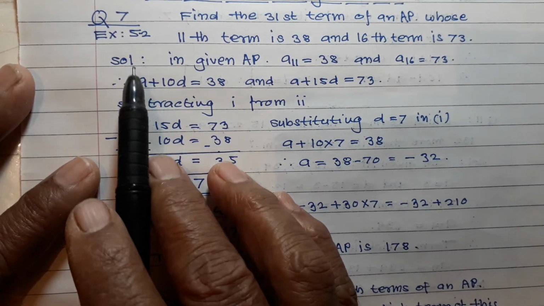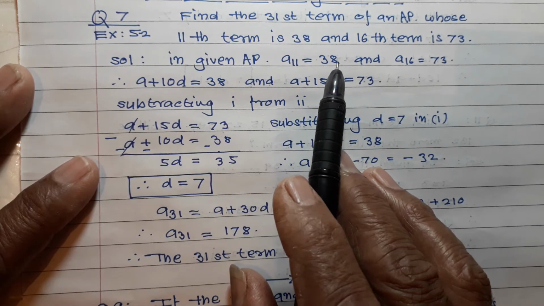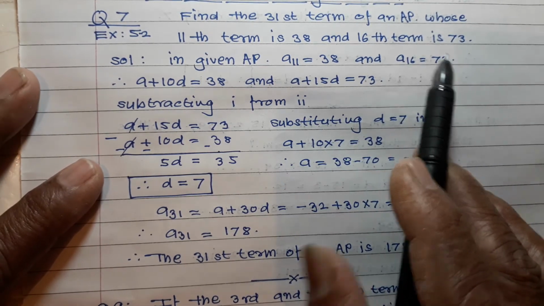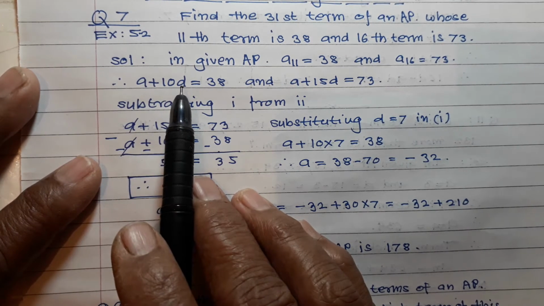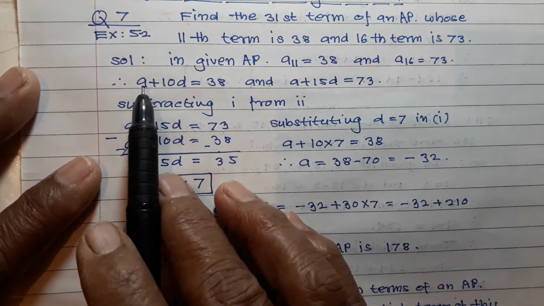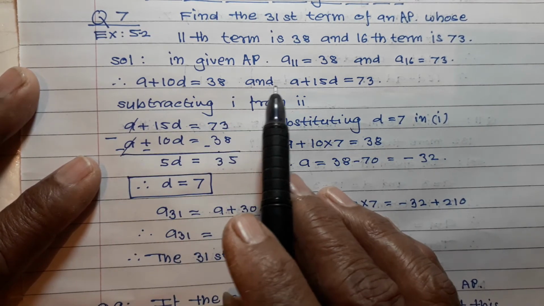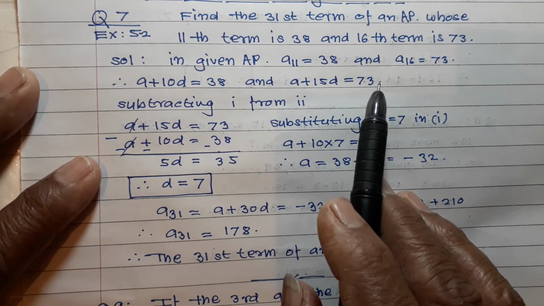Solution. In the given AP, A11 is equal to 38 and A16 is equal to 73, and therefore A plus 10D, that is A11, is equal to A plus 10D is equal to 38, and A plus 15D is equal to 73.